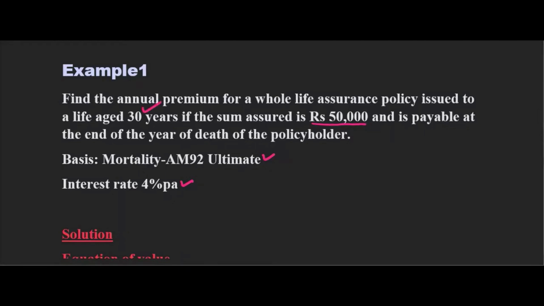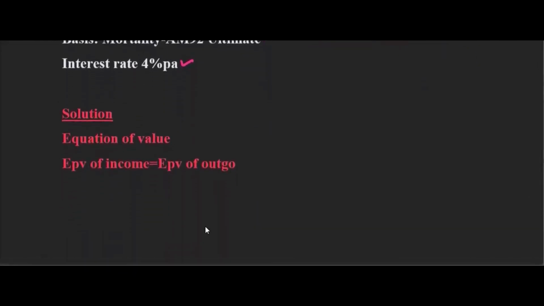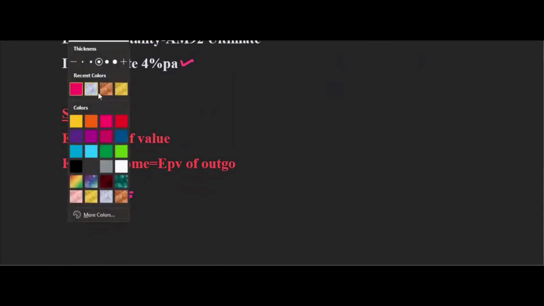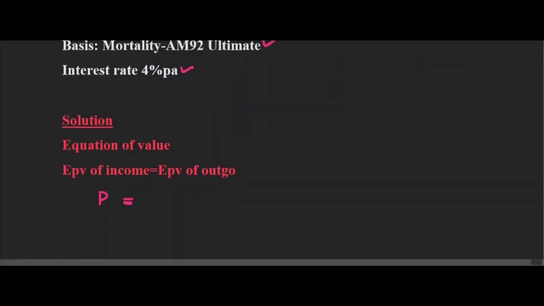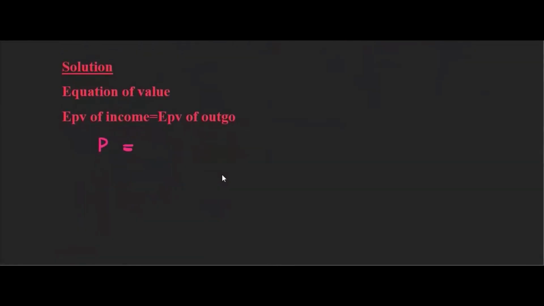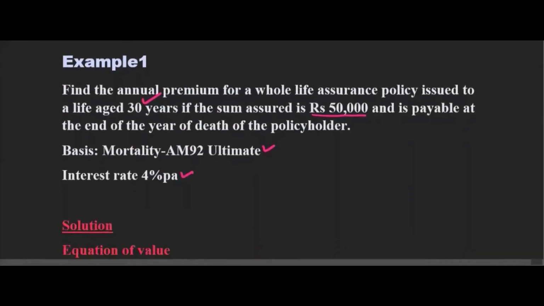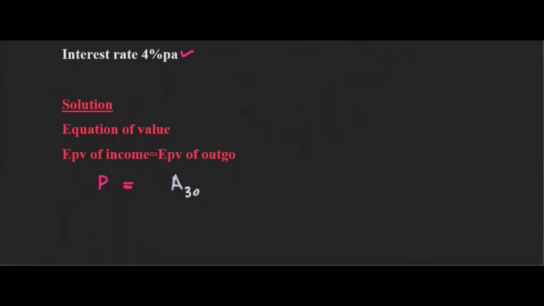So let me write here equation of value. Expected present value of income. Okay. Expected present value of income is equal to P only, one time premium. We are talking about one time premium here. And expected present value of outgo here 50,000. If the sum assured is 1, it should be A30, but the sum assured is 50,000. Okay, so we have to write 50,000 A30. Let me write here properly.